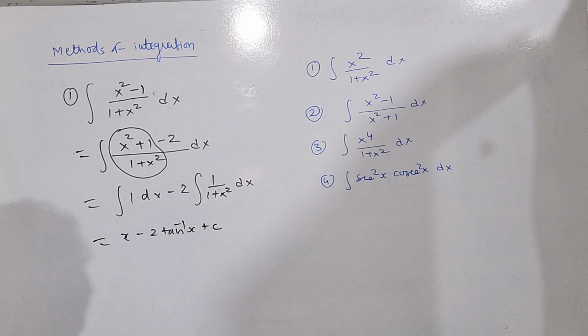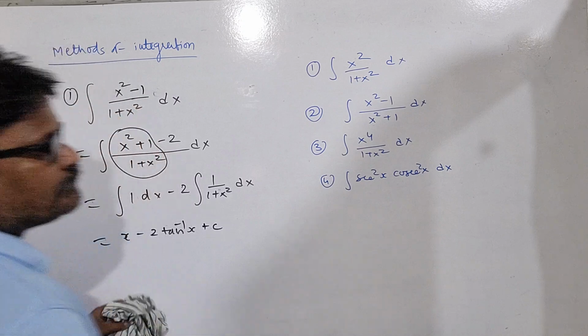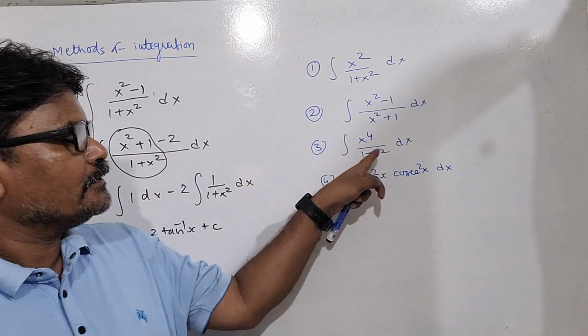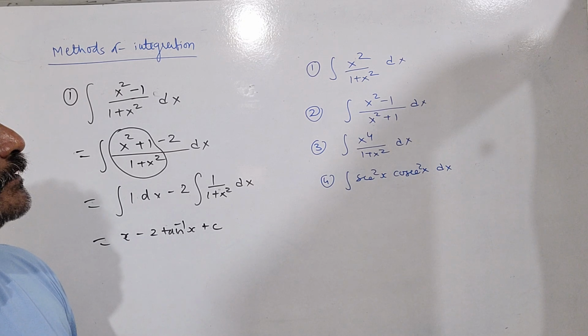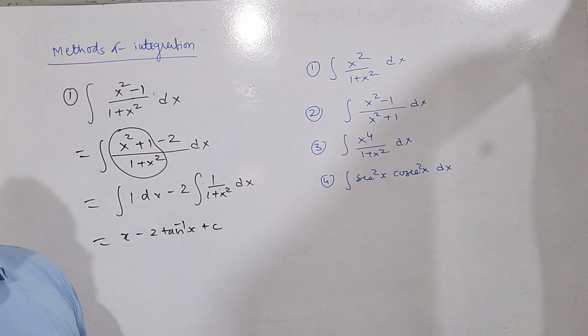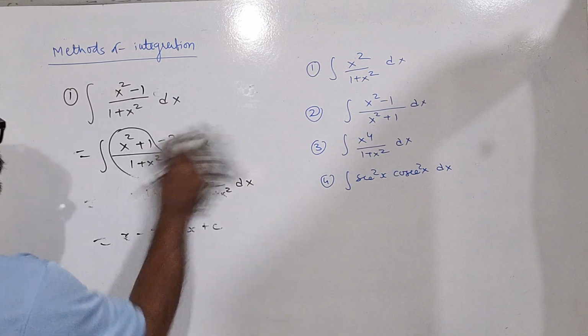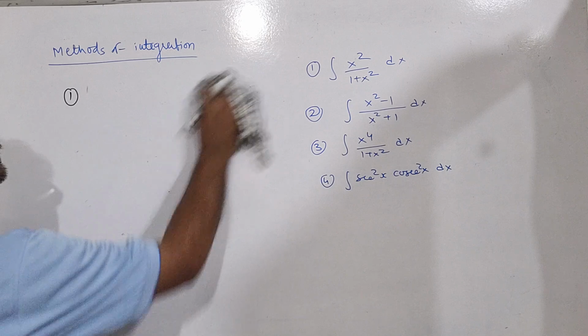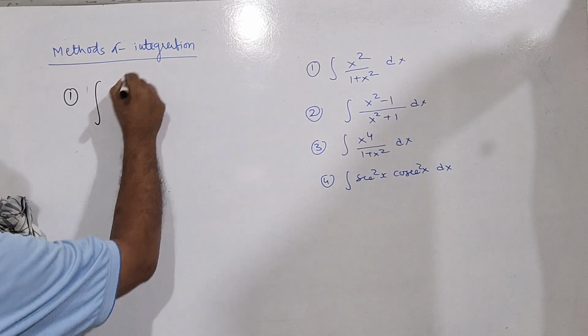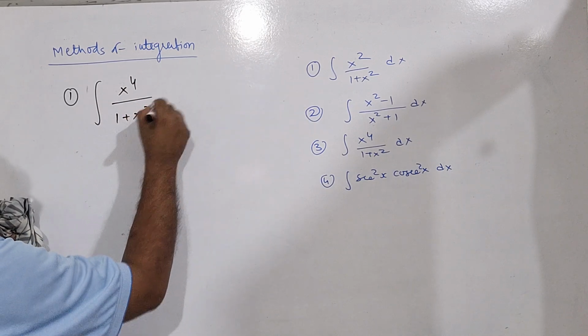While doing this kind of problems, you have to understand what kind of transformation is required. Now can you tell me, in the third one, what kind of transformation? This is x to the power 4 divided by 1 plus x square. How to do that? Again I can add and subtract 1. So the third one is the integration of x to the power 4 over 1 plus x square dx.